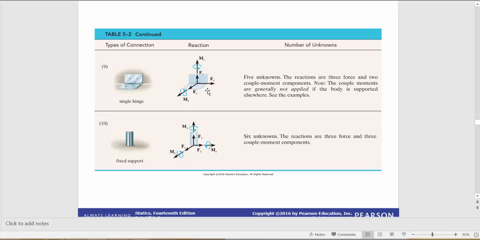If you notice, it does not allow it to rotate in the X or in the Z, and it's not allowing it to move in the X, Y, or Z. And then a fixed support is not allowing it to move anywhere or rotate in any direction. Therefore we have all of our 6 unknowns.